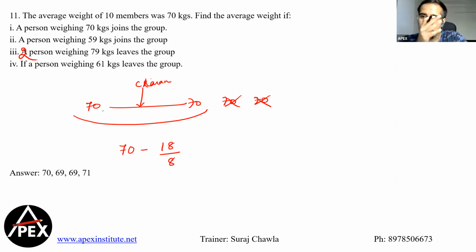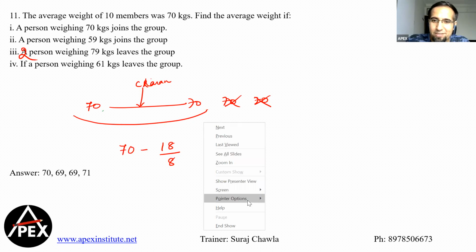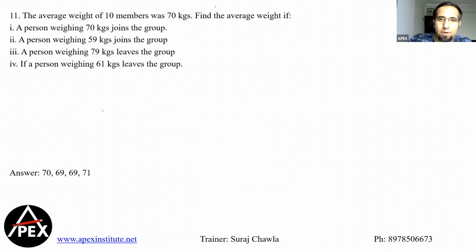So from 70, you subtract 18 by 8. That's becoming your average. Two persons left with two different weights. Throw the numbers, Bhaskar. Send two numbers now. Bhaskar is saying, sir, one person of 63 left and the other person of 76 left. Careful. No issues.